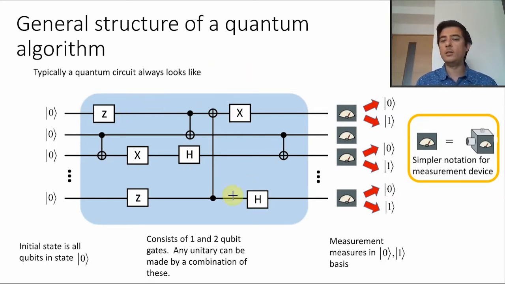So this is just some random circuit that I just made up. I just put some single qubit gates everywhere and then these CNOTs. This is maybe what a typical quantum algorithm might look like. It's just a combination of these single qubit gates and these CNOT gates.